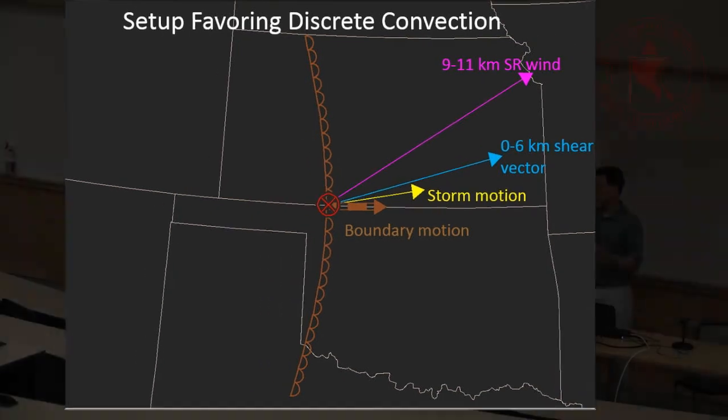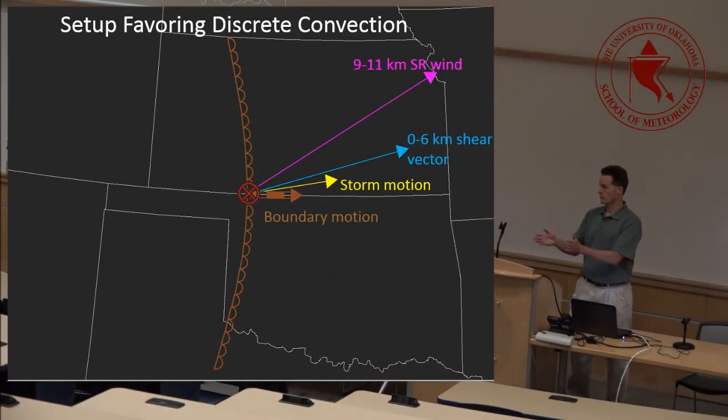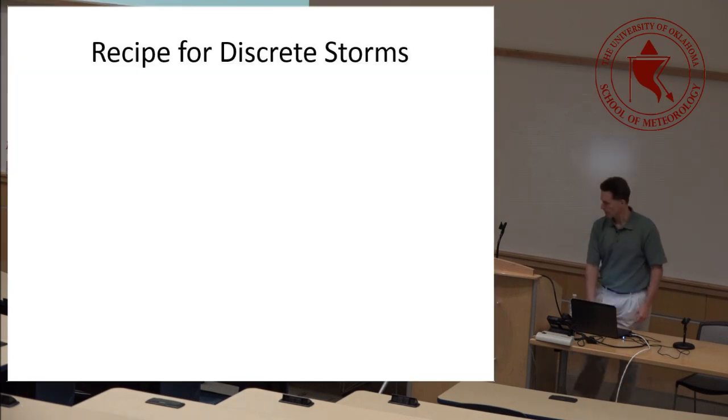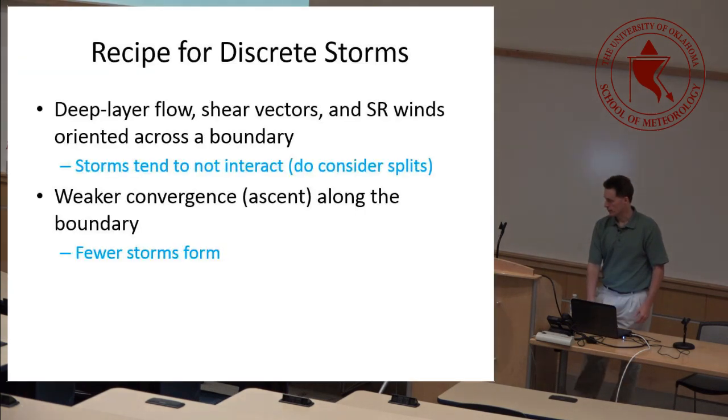We've got storm motion that's faster than the boundary motion, so storms tend to move out of the zone of ascent. You don't tend to accumulate a lot of storms. And we're assuming in this case that we're talking about supercell wind profiles to begin with. So if you piece this all together, this is a case where you would tend to initiate more discrete, widely spaced storms that have less interaction between one another, and then they tend to stay discrete. All right, so just summarizing that stuff.